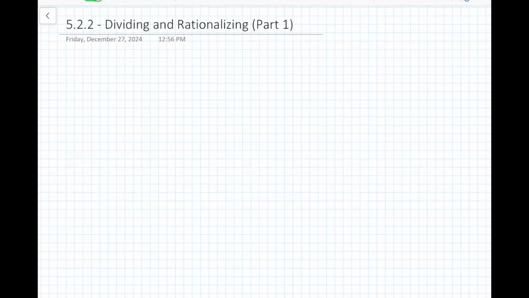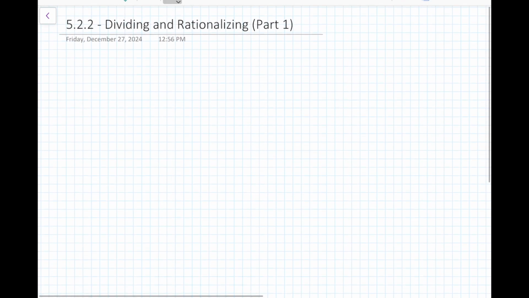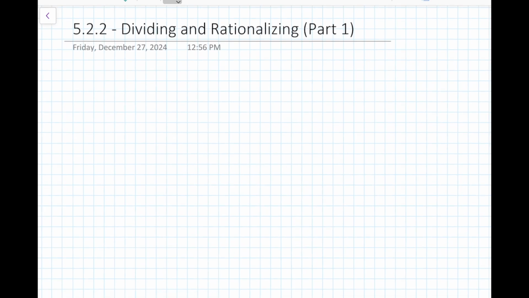In this video, I'm going to be going over dividing radicals and then introducing the concept of rationalizing, which is going to take up most of this video and a second video. So let's go straight into it and do some dividing. Before you watch this video, you should hopefully have already watched the video on multiplying, because that's going to inform a lot of what we do about dividing.